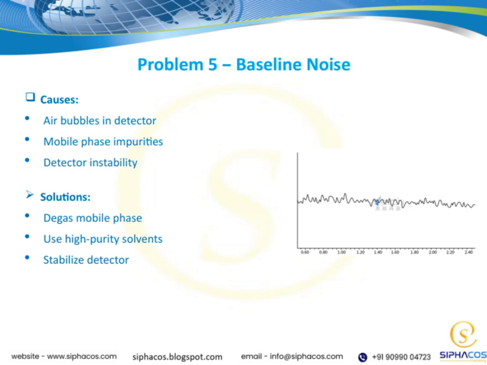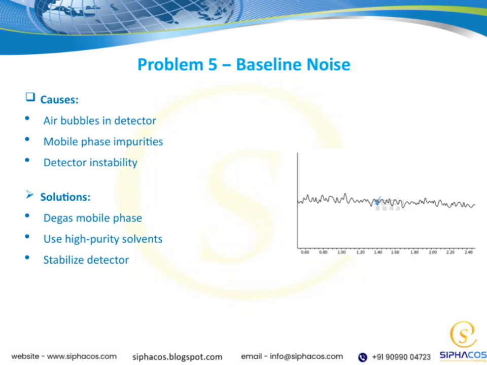Now, how do we address these issues? First, degassing the mobile phase is essential. Removing dissolved gases helps prevent bubbles from forming. Second, using high-purity solvents reduces impurities that could cause noise. And finally, stabilizing the detector, whether through proper warm-up procedures or regular maintenance, ensures it operates smoothly and provides reliable data. By focusing on these solutions, we can significantly improve the baseline stability and enhance the overall quality of our chromatography results.